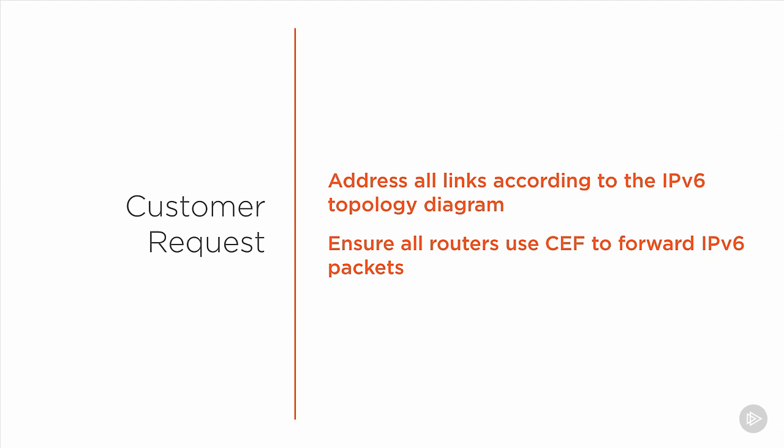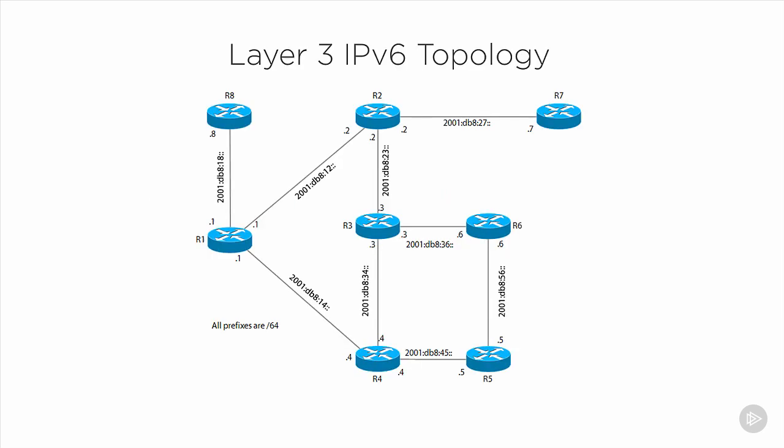Cool. All right, we have another request from the customer. He says address all links according to the IPv6 topology diagram. Ensure all routers use CEF to forward IPv6 packets. Let's take a look at that diagram. You can see here this looks very similar to the IPv4 topology, except it's IPv6 of course, and the ISP1 router is not on this diagram.